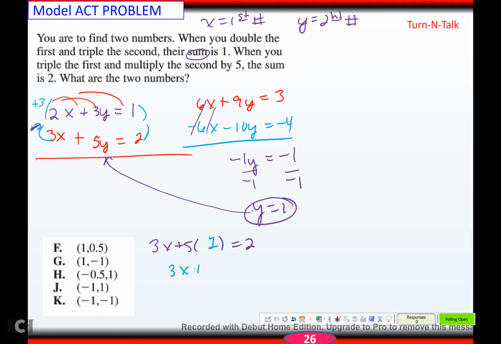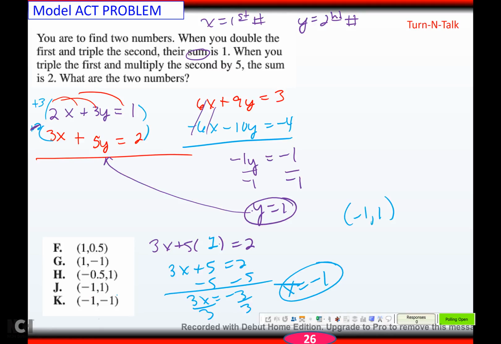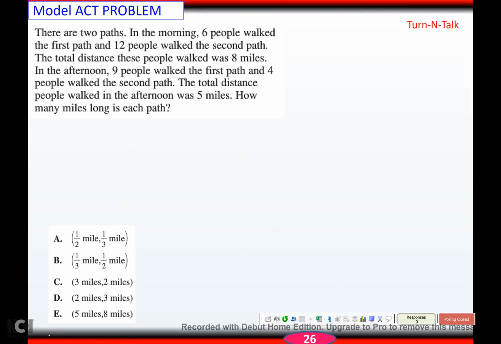I have 3x plus 5 equals 2. Minus 5, 3x equals negative 3. Divide by 3, and x equals negative 1. So negative 1, 1 is my solution. Okay, try this one, hit pause, come back when you're ready.